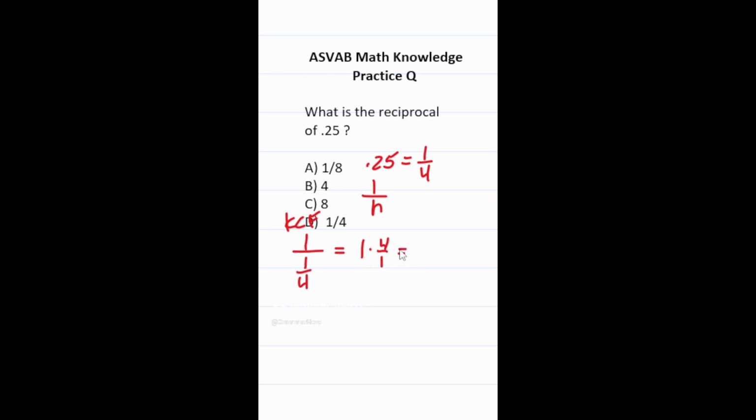Let's think about what we're doing here. This becomes 1 times, what is 4 divided by 1? 4 divided by 1 is just 4. 1 times 4 is 4. So the answer to this one is B, 4.